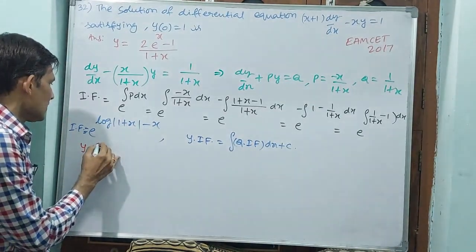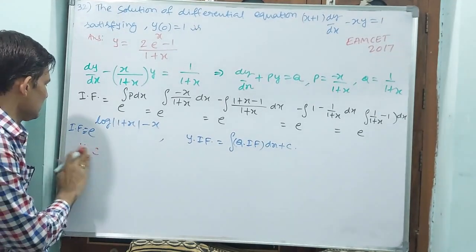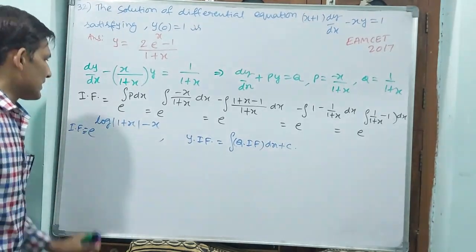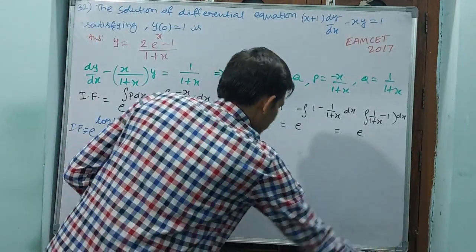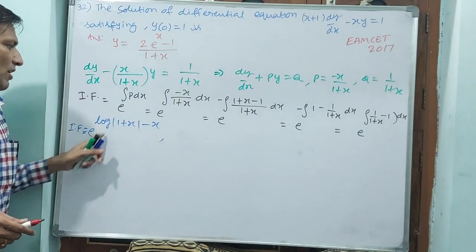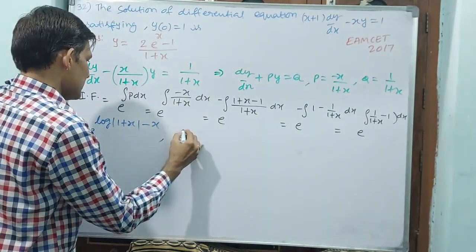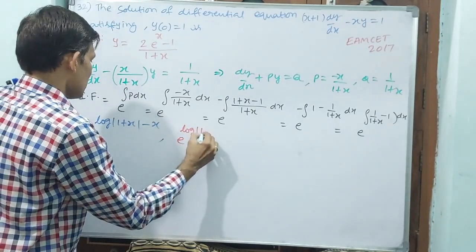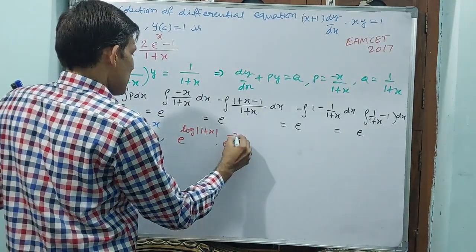E power. See, shall I convert this? Why? Because I want to convert the integral factor. Because e power log I don't want to write it. E and log are going to get cancelled out. That means see what I want to write here: e power log of modulus of 1 plus x into e power minus x. Is it okay?